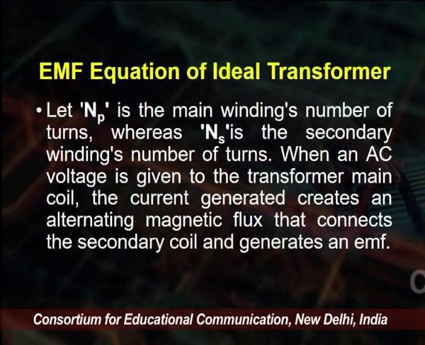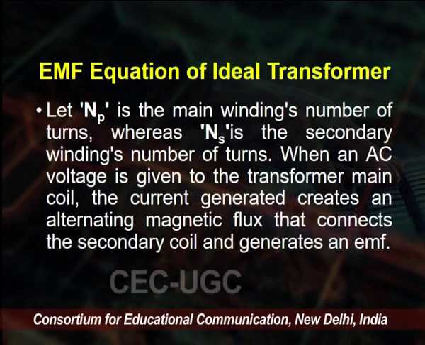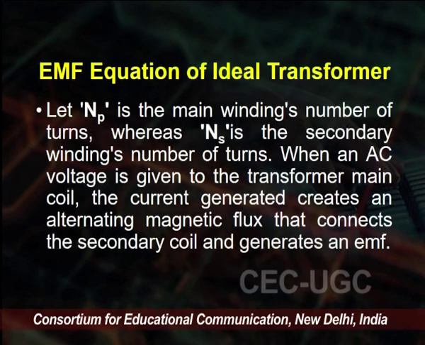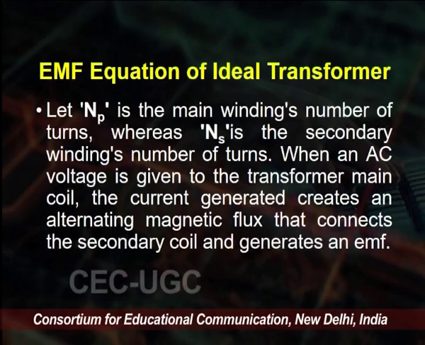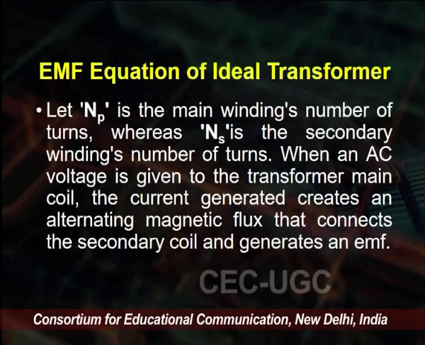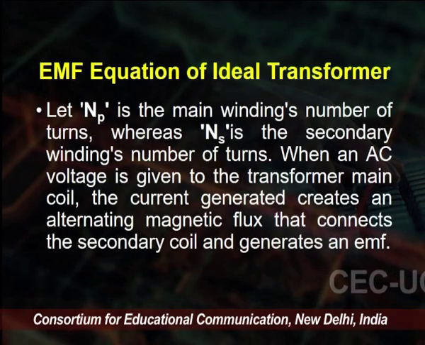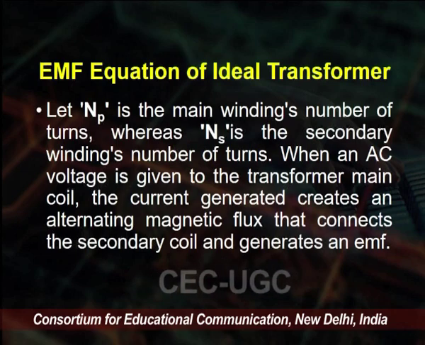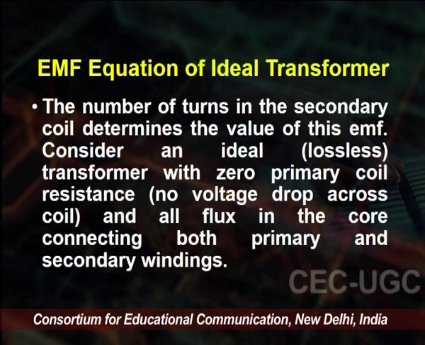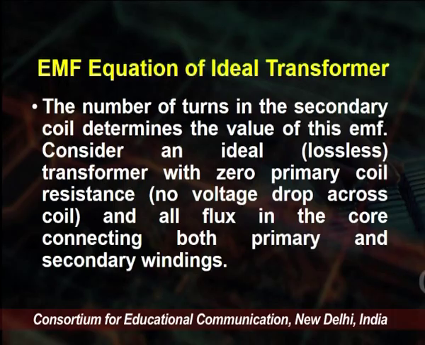So, if we talk about the EMF equation of the ideal transformer, then Np is the number of turns in the transformer primary coil, and Ns is the secondary winding number of turns. When an AC voltage is given to the transformer primary coil, the current generated creates an alternating magnetic flux, because of electromagnetic induction, that links the secondary coil and generates an EMF. So the number of turns in the secondary coil determines the value of this EMF.